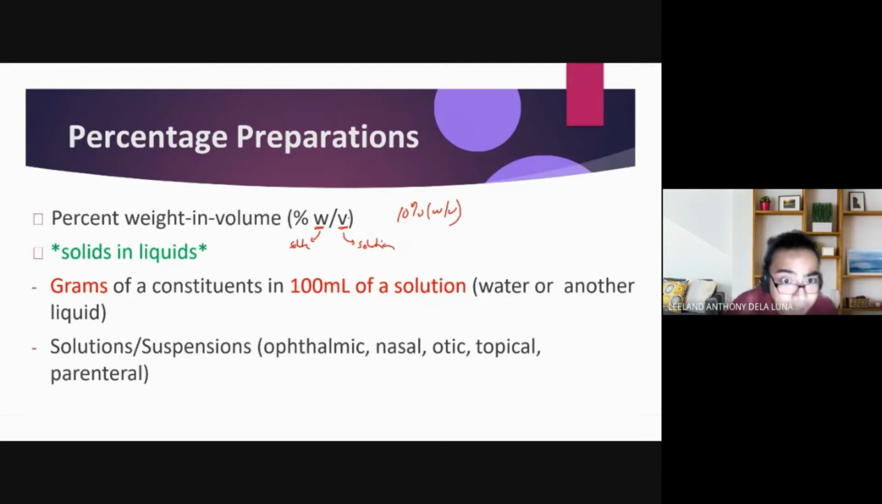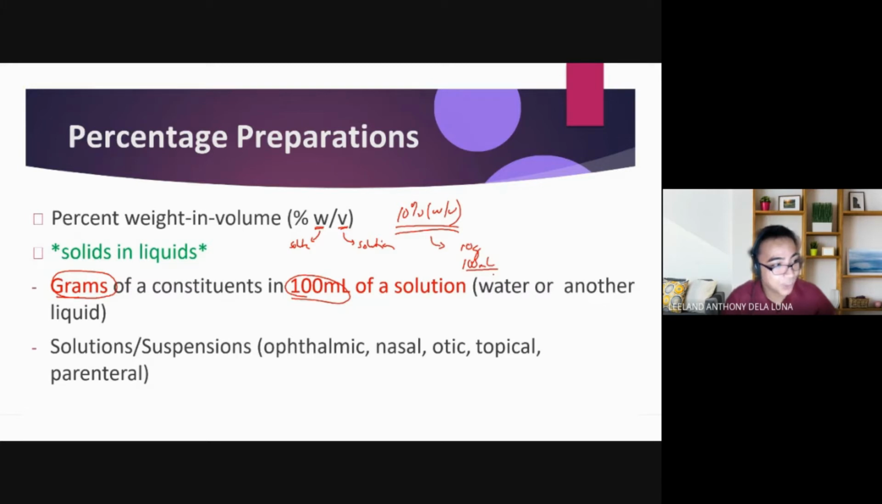Now, when it is percent weight per volume, meaning solid and liquid, that is usually expressed in grams of constituent in 100 ml of a solution. So, if I say, class, my concentration is 10% weight per volume, it means my solution is 10 grams solute, and then 100 ml total solution. Understand?